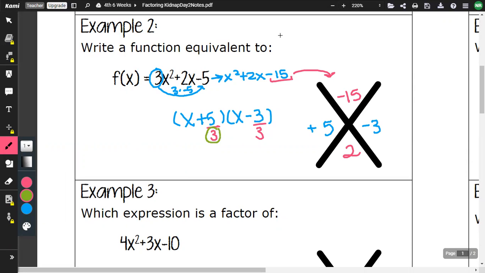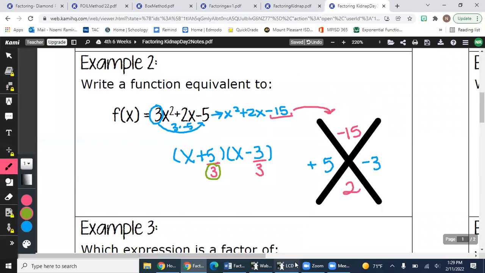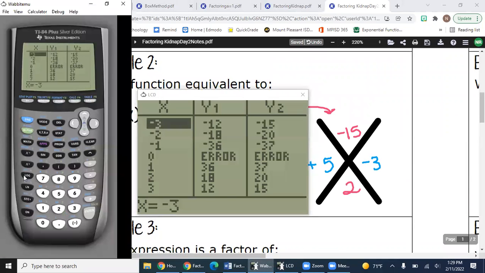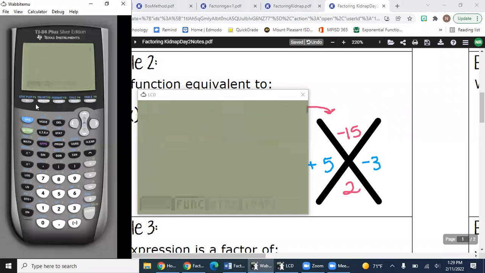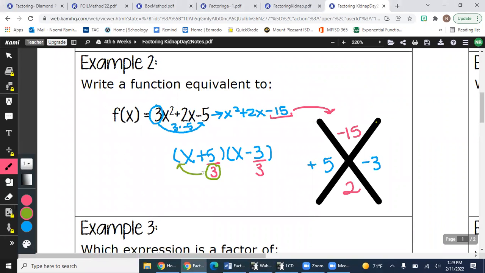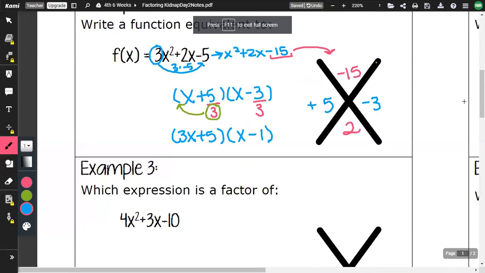Does not change. If I type 5 over 3 in the calculator, say I put it in using alpha y equals, it gives you your fraction. Is it positive 5 over 3? Notice how that does not change. 5 over 3 here, 5 over 3 here. So now what do I have to do? Bottoms up. Move that bottom number to the top. It becomes what? 3x plus 5, okay? And what does 3 over 3 reduce to? X minus 1, okay?